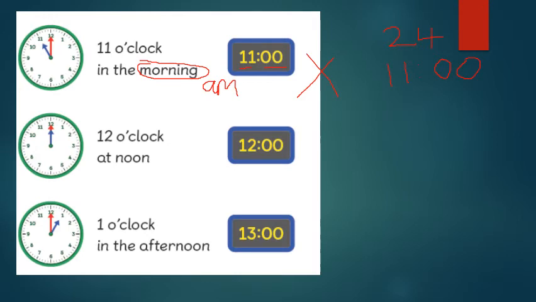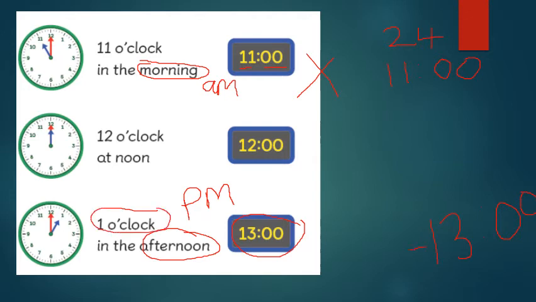Okay, this one here is the afternoon. The afternoon is PM. And this is already written in the 24-hour clock, like this. Have a little think now. What would it be if I was to write it 1 o'clock in the 12-hour clock? It would look like this.